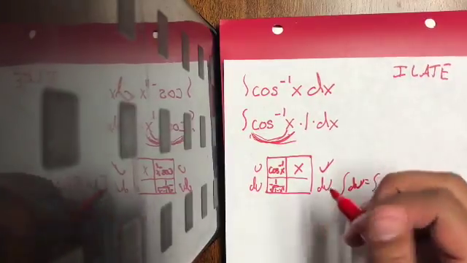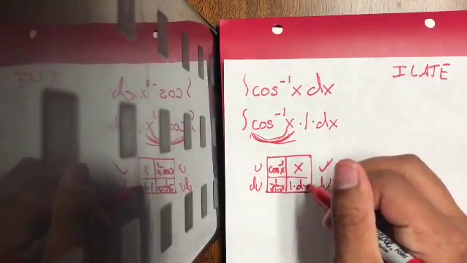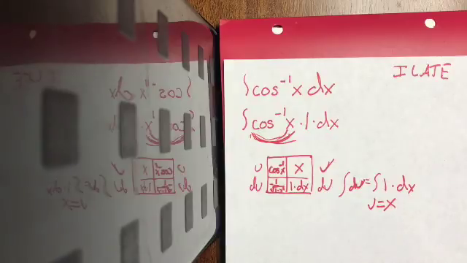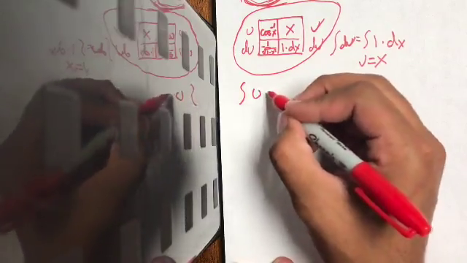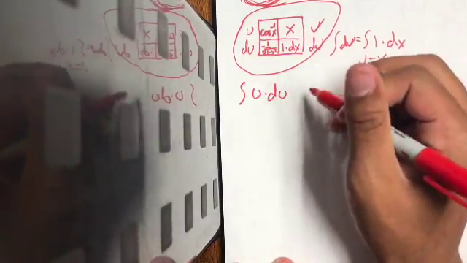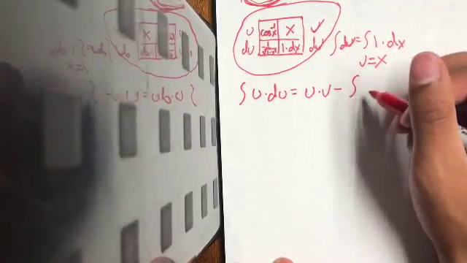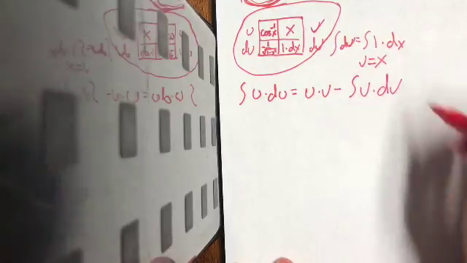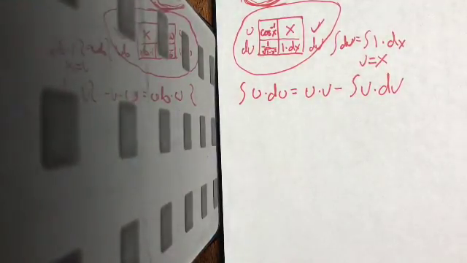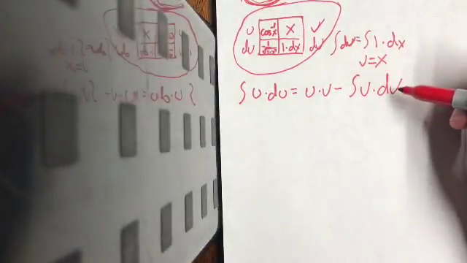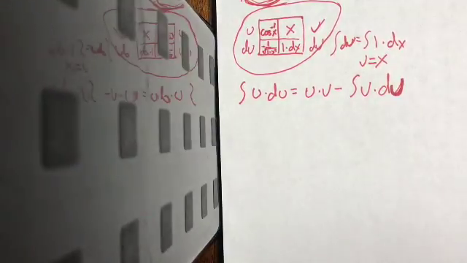So we're going to get v equals x. Now we have our whole thing complete. Once we have u, du, v, and dv, we're going to plug that into the equation. The integral of u times dv is equal to u times v minus the integral of v times du. I've corrected my mistake. Thanks for sticking with me.